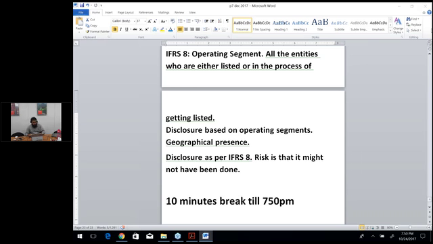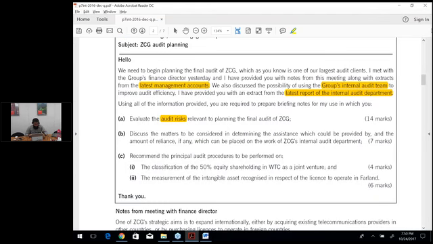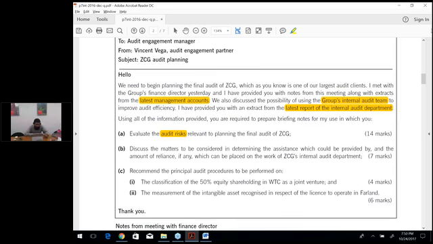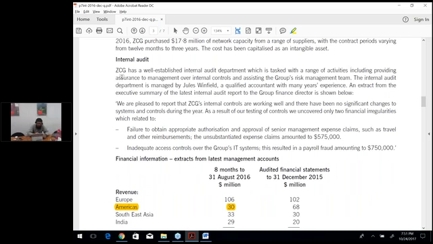Okay, so welcome back. Now we were on to this section that we actually ignored, and that was the internal audit. So let's just go through this area. The audit department is tasked with a range of activities, including providing assurance to management over internal controls and assisting the group's risk management team.